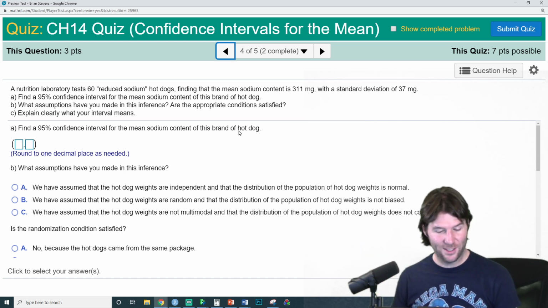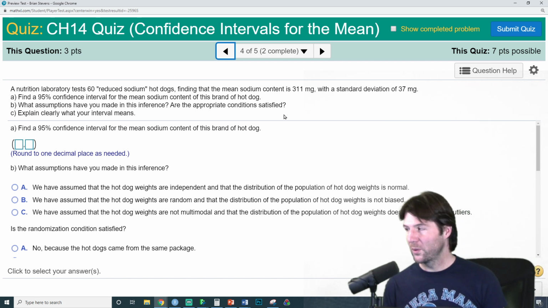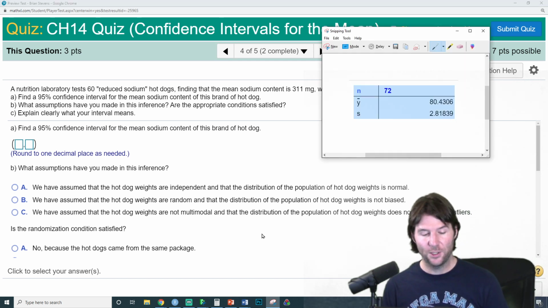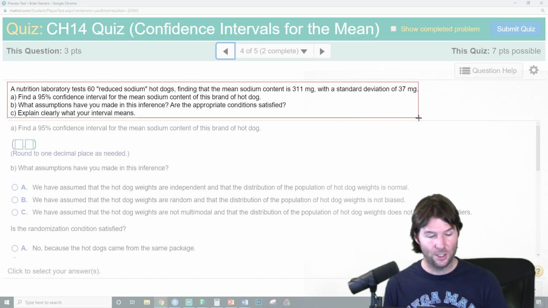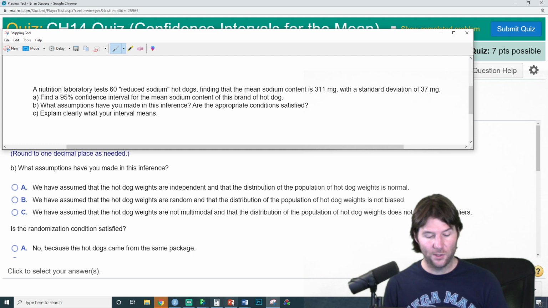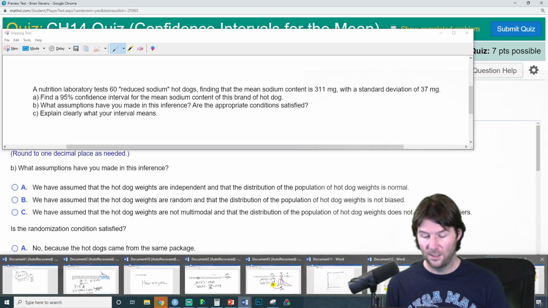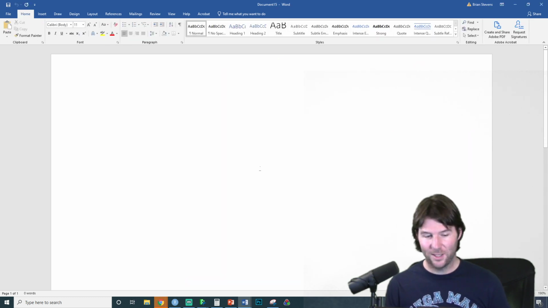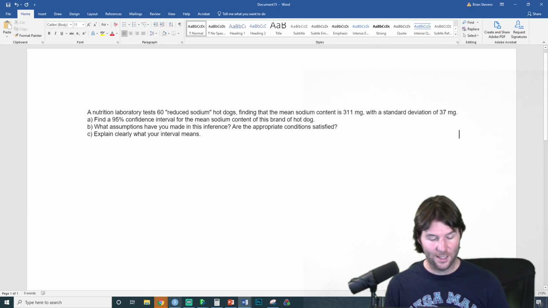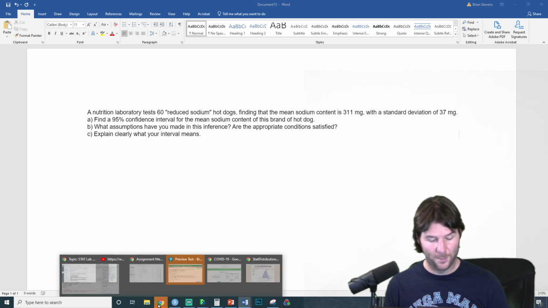So let's do the hot dog question right here. With the hot dog question, we need to know our notation. So every time people see me do one of these problems, I go in here and I grab the notation. So we go here, we grab notation, and we put it in here.